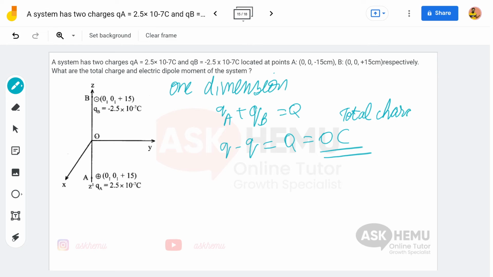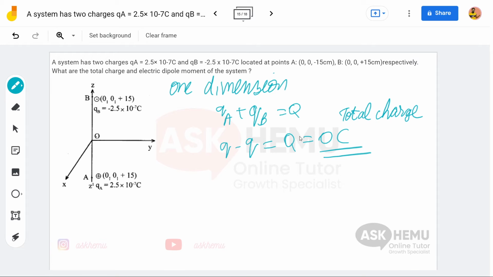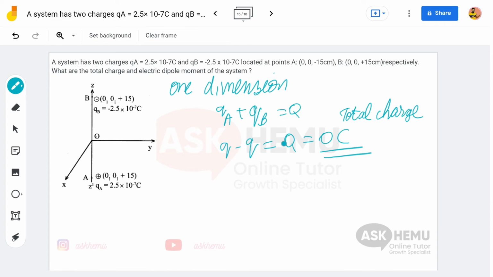And now we are going to calculate the dipole moment. The dipole moment is equal to one charge. Remember the formula: the electric dipole moment is equal to one charge into the distance between them, which is in fact 30 centimeter. Remember, the distance here also has to be converted into SI units. So the electric dipole moment is equal to Q into the distance between them. And let's not forget the unit of electric dipole moment, which is P.